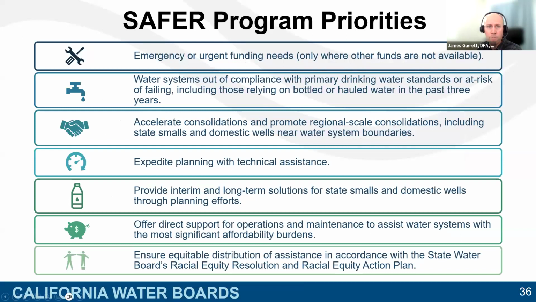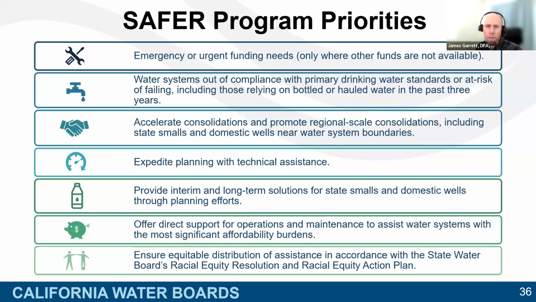And I did want to touch on the priorities of the SAFER program as well. So to give you an overview, these are our priorities for the SAFER program this fiscal year. These continue to focus our efforts on small disadvantaged communities and low-income households. Just note that these are not listed in a ranked order and that the needs of out-of-compliance systems are generally prioritized over at-risk systems. The priorities are to address any emergency or urgent funding needs expeditiously, only where other emergency funds are not available and a critical water shortage or outage could occur without support from the fund.